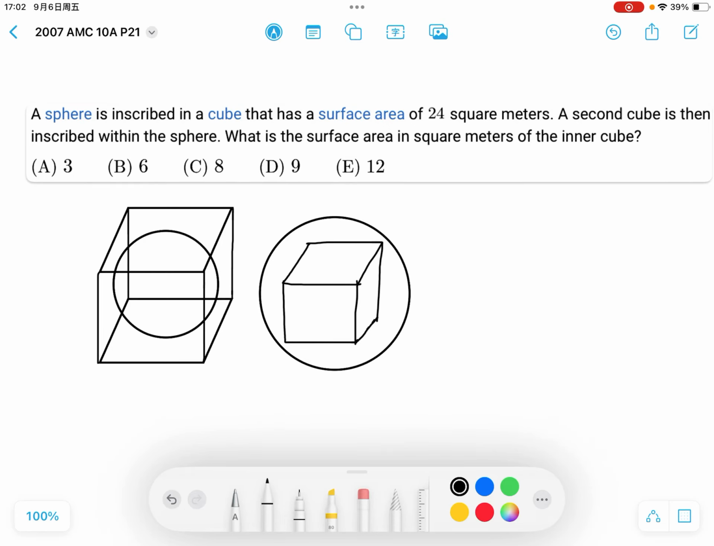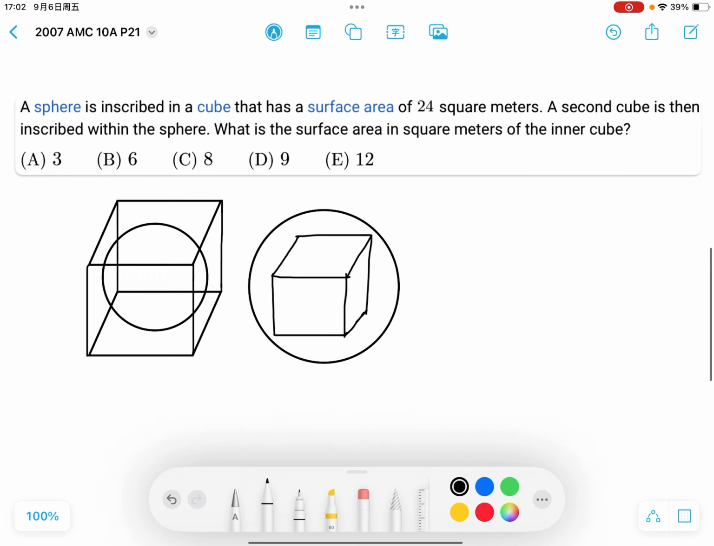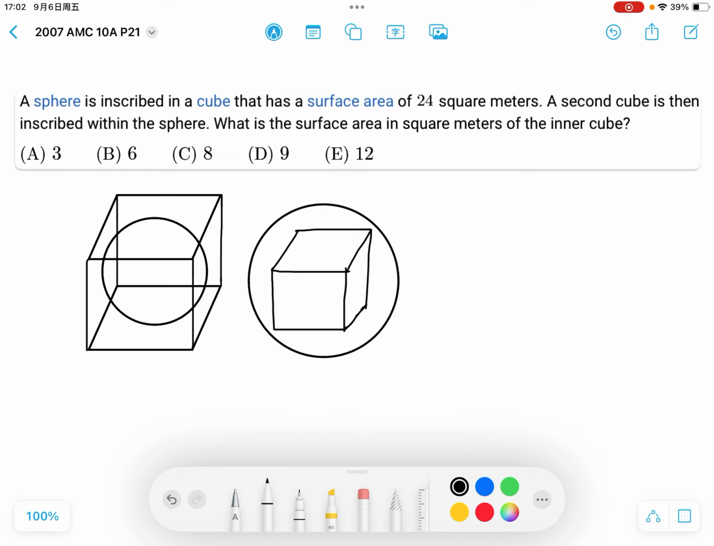This is 2007 AMC 10A Problem 21. A sphere is inscribed within a cube that has a surface area of 24 square meters. A second cube is then inscribed within the sphere. What is the surface area in square meters of the inner cube?